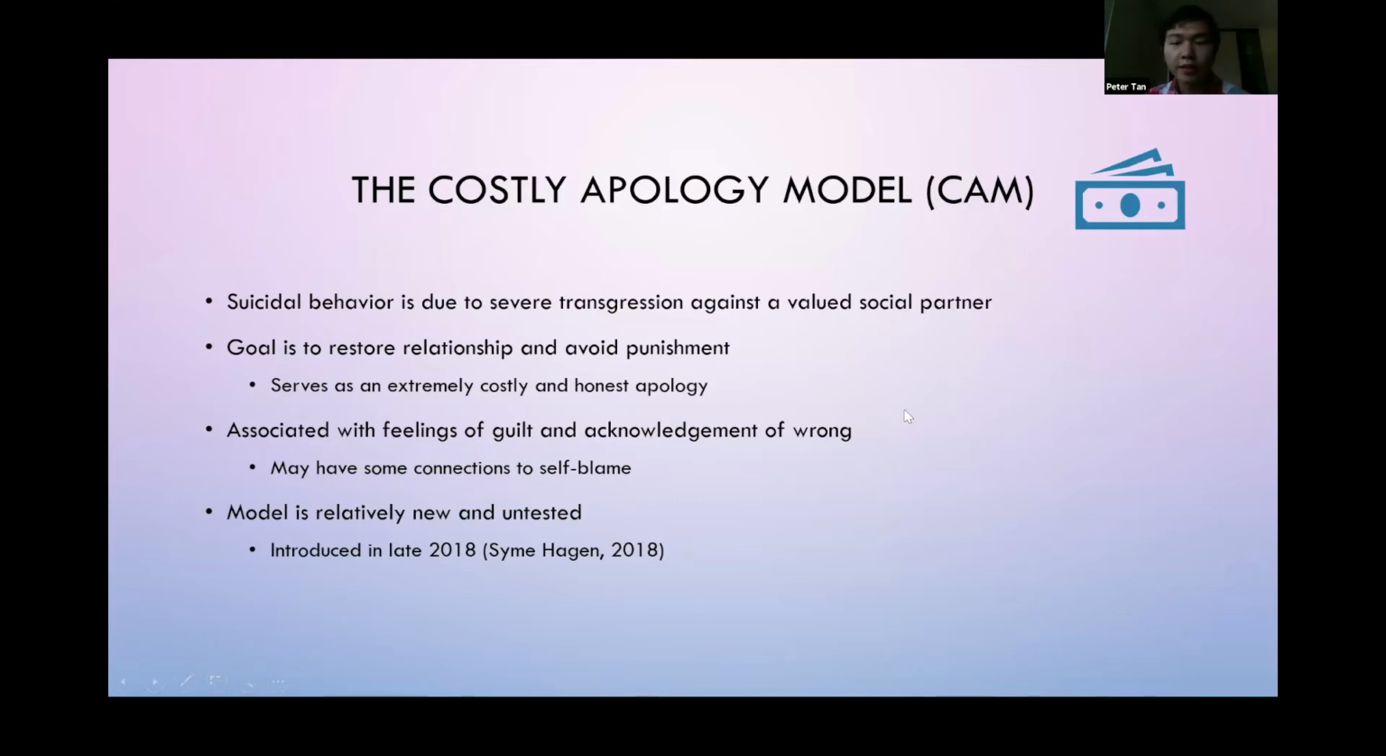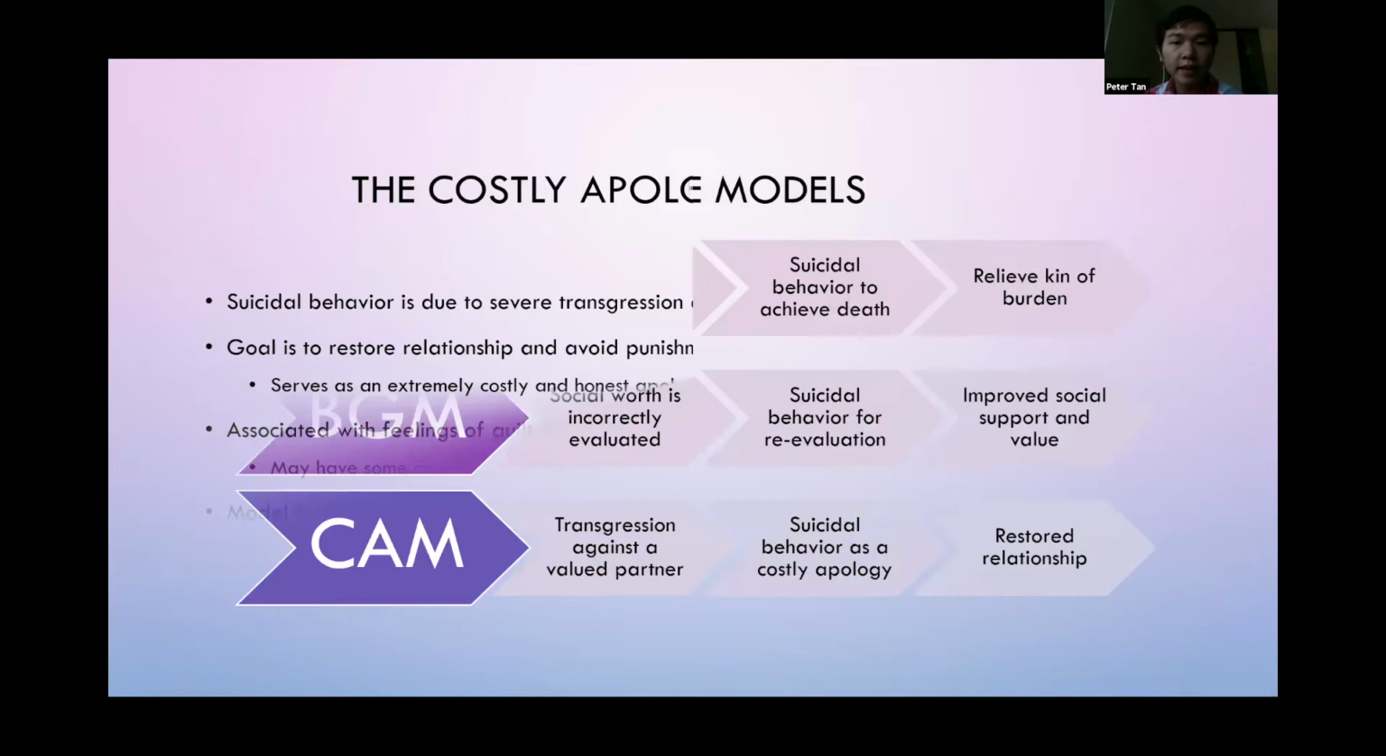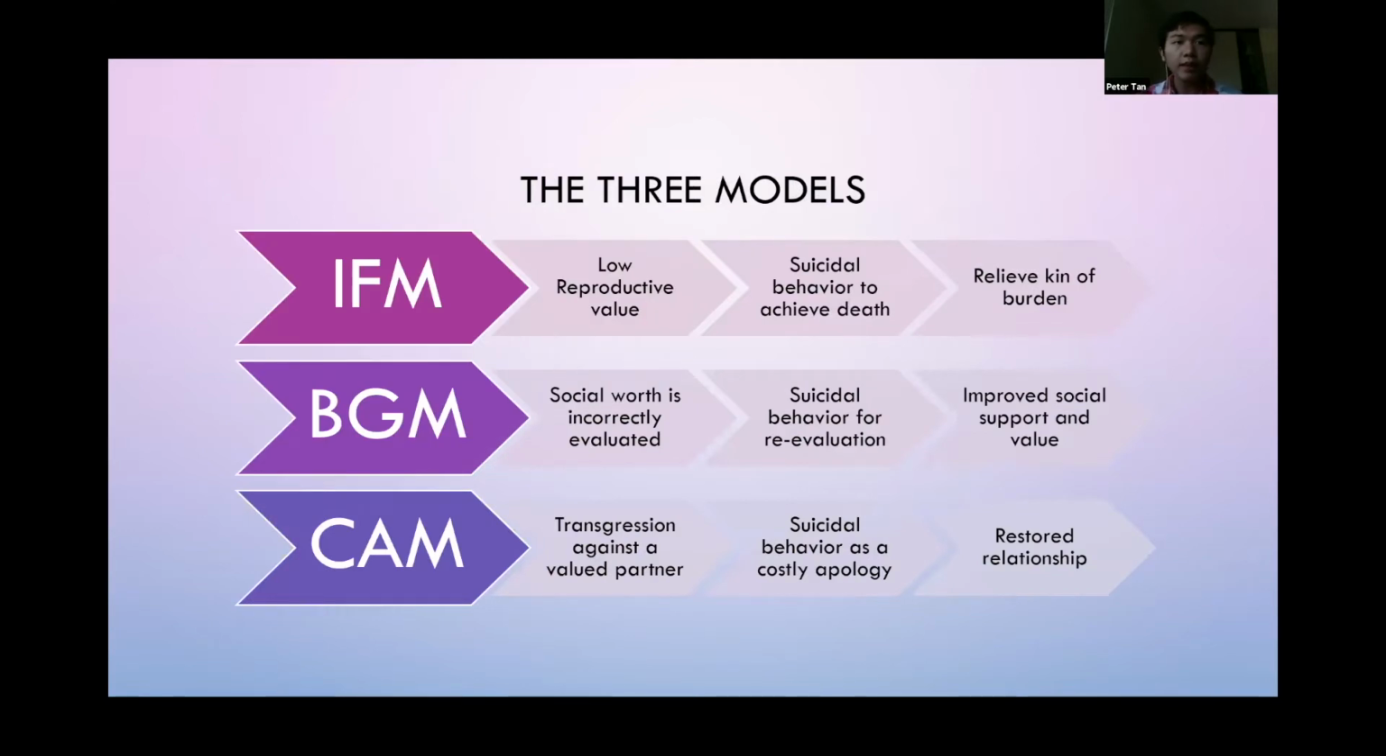All right, so moving on. Here's a quick recap. The inclusive fitness model suggests that suicide is caused by low reproductive value to kin, and the goal is death to relieve kin of burden. The bargaining model states that suicidal behavior is due to the actor's social worth being incorrectly evaluated, and the goal is not death, but to elicit a reevaluation and improve social support.